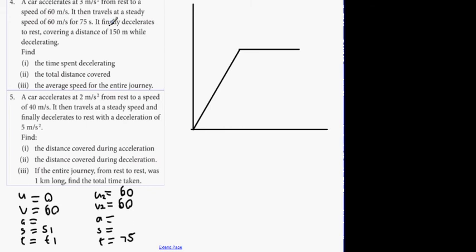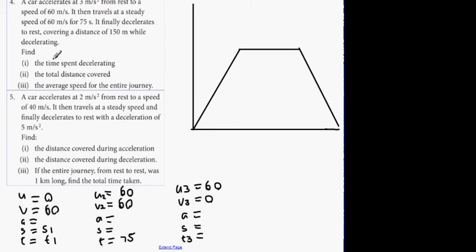Okay? It finally decelerates to rest. So it comes back down to rest. And we know that at the end, U3 is 60, V3 is 0. A we don't know. S we don't know. And T3 we don't know. So you can see it's a lot different from the last one. There's lots of individual parts that haven't been done yet, so we don't know.